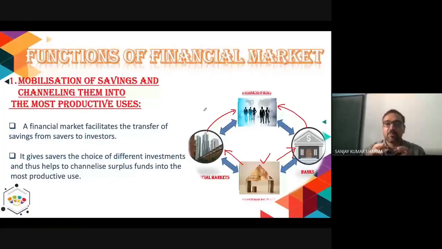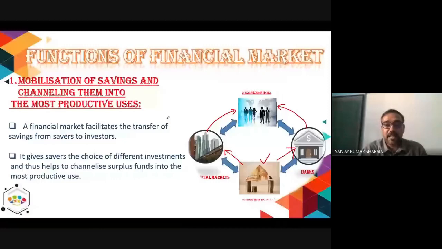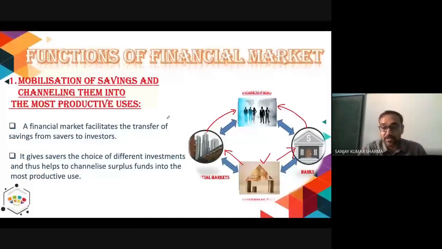So this is talking about mobilization. Take another example. Suppose these people, whatever they are earning, after their spending, they keep their money with them. They do not invest it. They do not deposit into bank. Then how will it reach to business? How will it reach to industry? So the first function of the financial market is what? It helps in mobilizing the savings of the people, savings of the household, savings of even business industry, right? And then channelize them into the most productive uses.